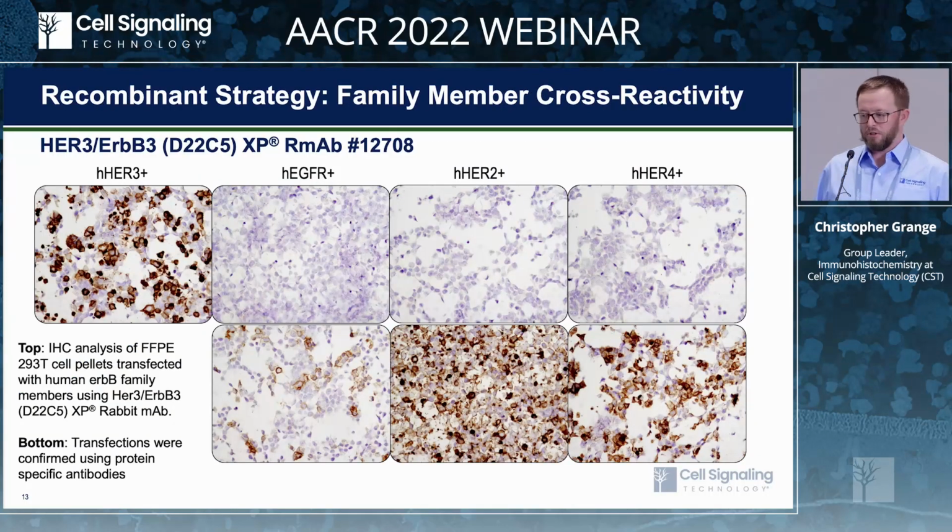Next is a recombinant strategy, and this is basically using overexpressed transfected cell pellets to validate antibodies. And on its own, a transfected cell model is kind of the lowest bar for antibody validation. Even if you have a really poor antibody, you're likely to see signal just because in a transfection there's so much protein present. But it can be used to determine if antibodies will cross-react with closely related family members. Here we see a HER3 antibody stained on EGFR, HER2, and HER4 transfected pellets, and clearly we've shown that this antibody does not cross-react with these family members.